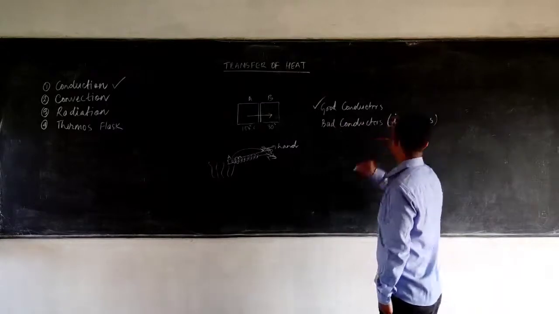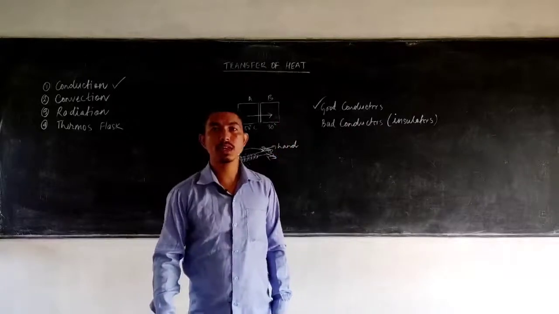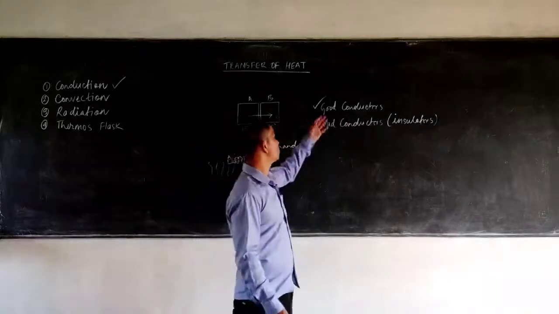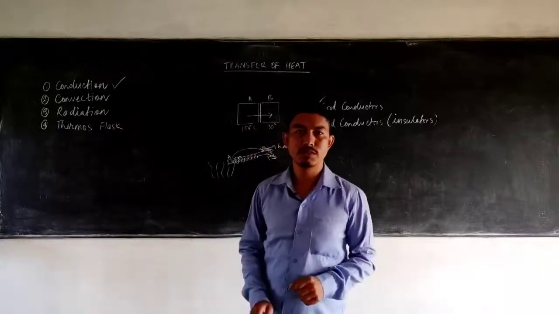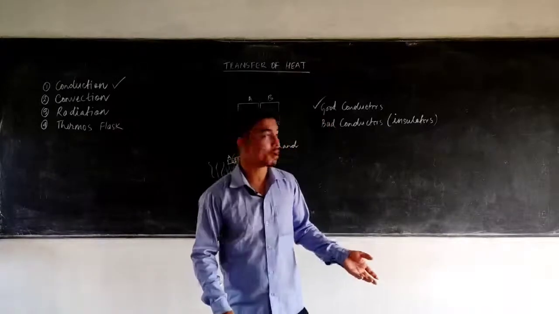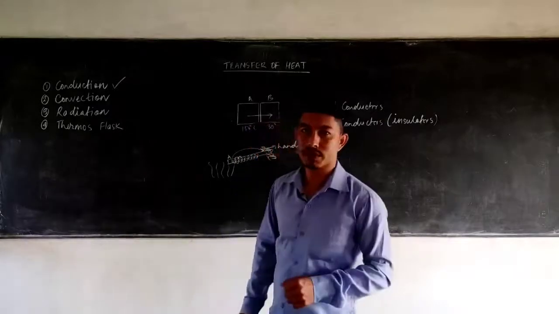So the insulators are those objects or materials which do not allow heat to pass through them. For good conductors and bad conductors, you must know the basic difference between these two. The good conductor allows the heat to pass through, whereas the bad conductor does not allow the heat to pass through.